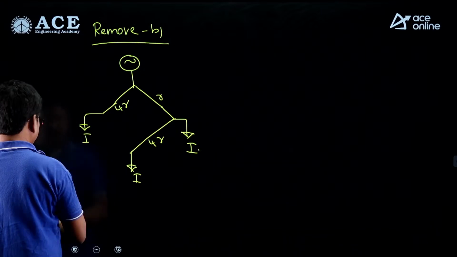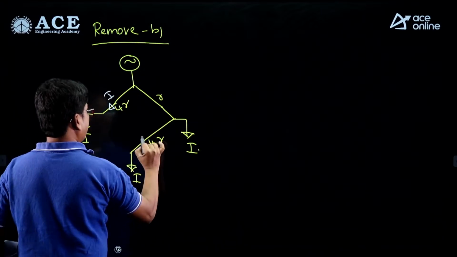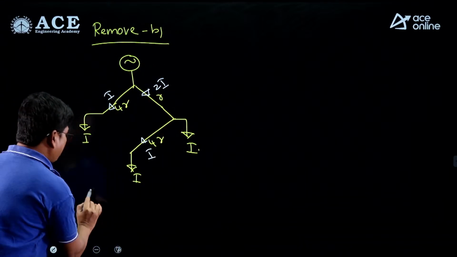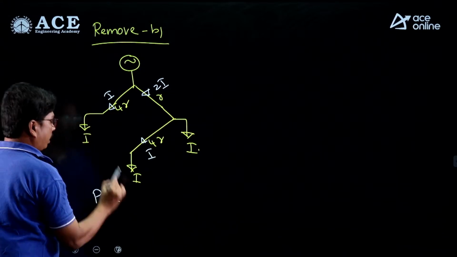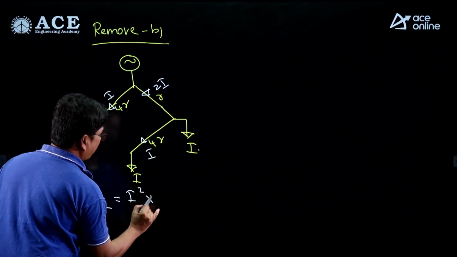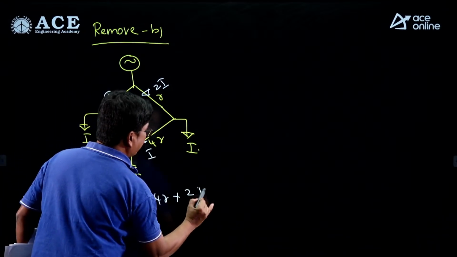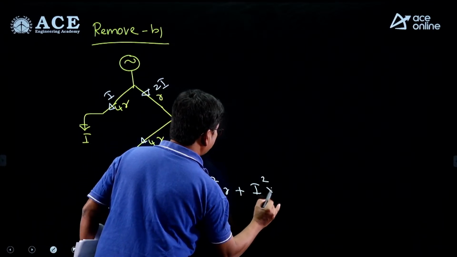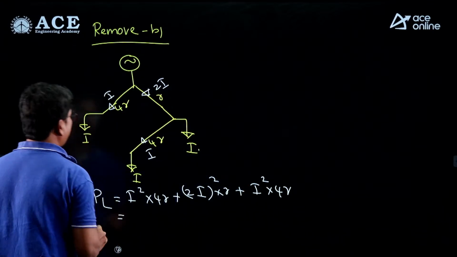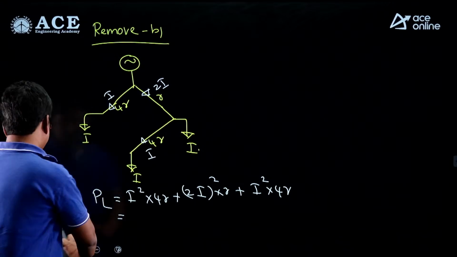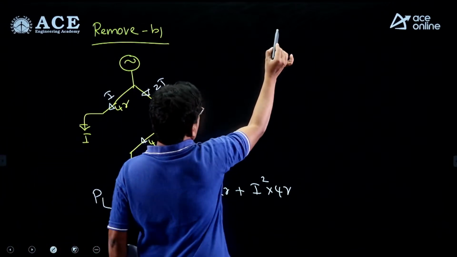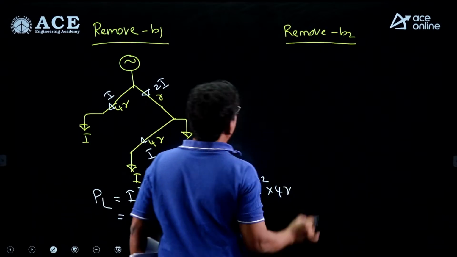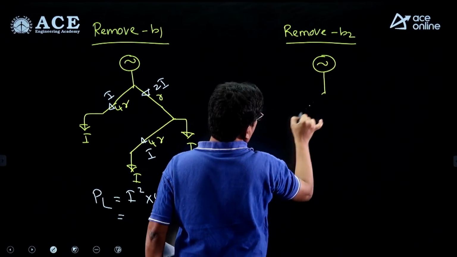What is the current flowing here, students? The current flowing here it will be I, the current flowing here it will be I and here it will be 2I. Right. Therefore, what are the power losses? Power loss is nothing but I square into 4R plus 2I whole square into R plus I square into 4R. Right. This is the power loss when you remove branch 1. And similarly, calculate by removing branch 2. Once you have removed branch 2, you will be getting like this.